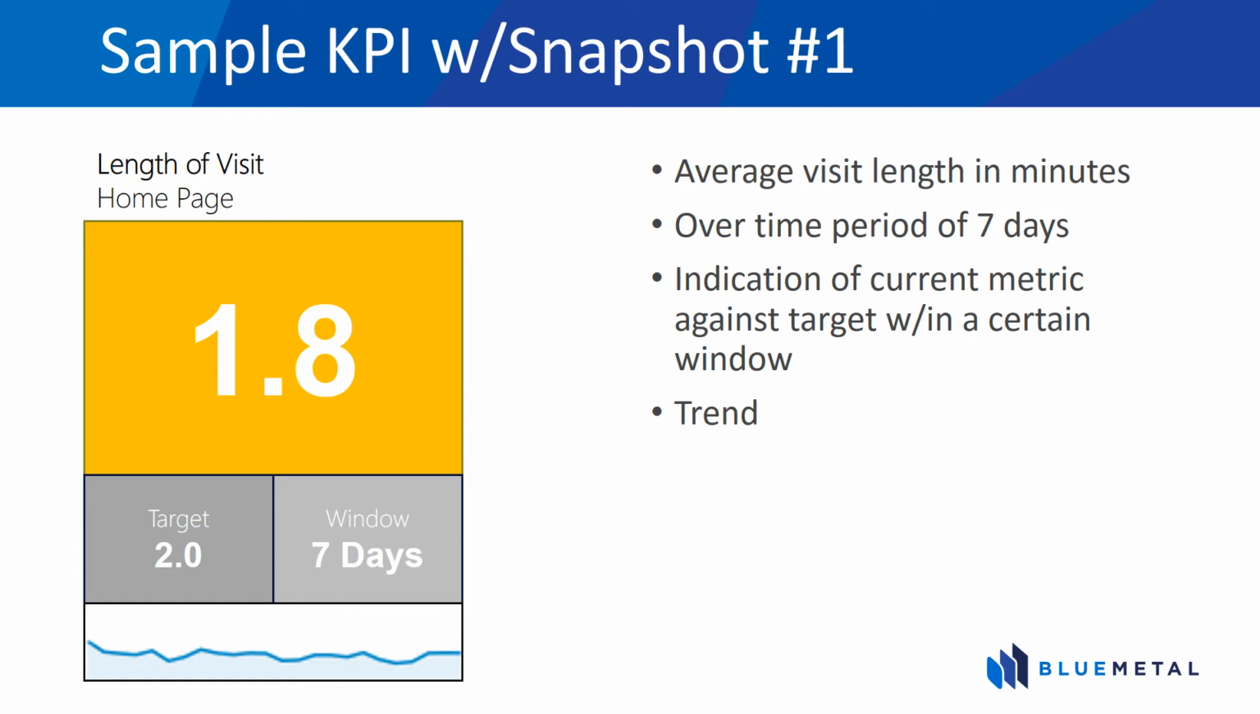almost there, not quite, so not a green, but it's a yellow, and that's over the period of 7 days. And so this is an indication of a current metric against a target within a certain window showing the trend. So same data but presented a completely different way with the average, and you can tell a completely different story.